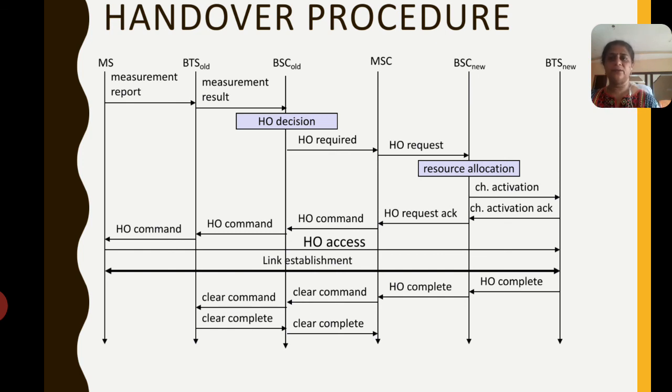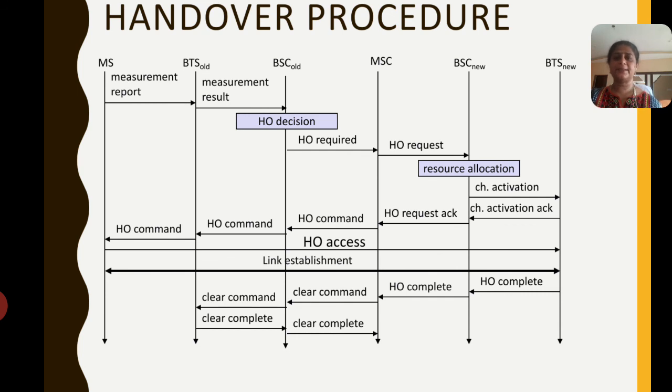Now the MSC will issue the handover command to the old BSC, and the BSC will transfer the same command to the BTS and then the BTS to the mobile station. Now the mobile station has got the order of changing its link from the existing BTS to a new BTS, which comes under the control of a new BSC. And now a link is established between the BTS of the new cell and the mobile station.